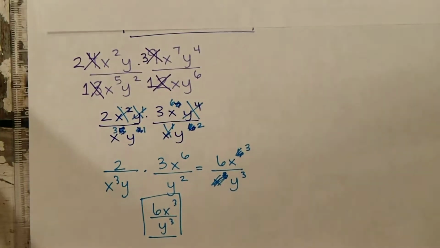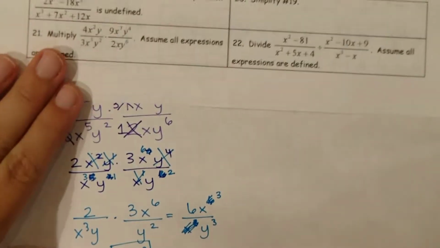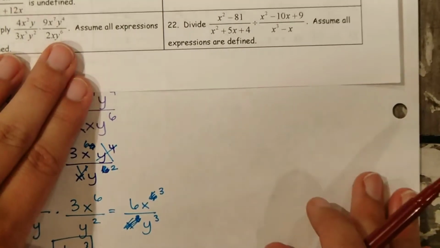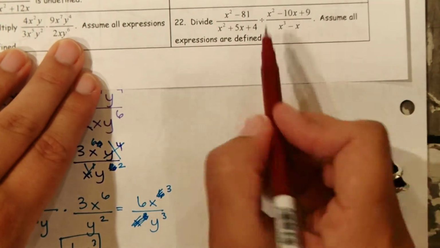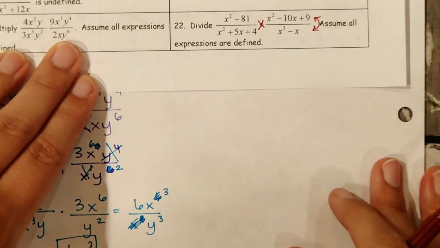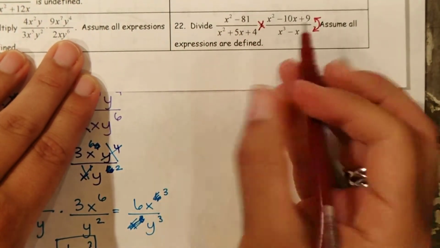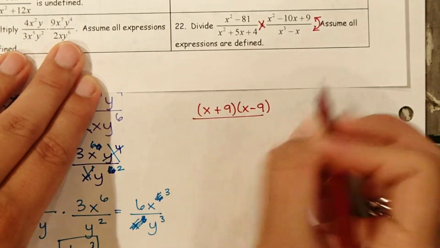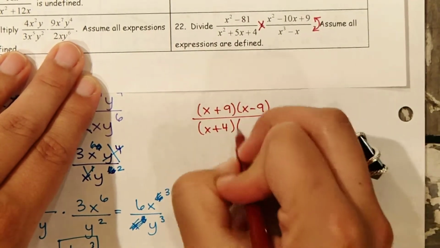Okay, now number 22. Now we're dividing. So what we need to do first, as usual, is get this all factored. And instead of dividing, we're going to be multiplying by the flip of this here. So I'm going to go ahead and work it, multiplying, and I'm going to flip those. So let's begin on the left. x squared minus 81 is x plus 9, x minus 9, over x squared plus 5x plus 4. That's going to be x plus 4, x plus 1.